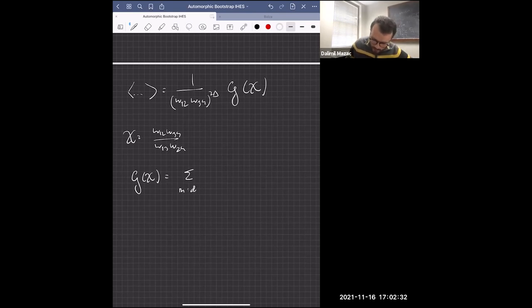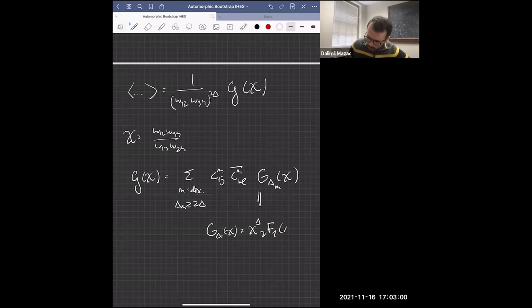In the S channel, we have a sum over discrete series in such a way that delta M is greater than 2 delta. And there are structure constants C_ijm times C_klm bar, times a known function. This function is fixed by the conformal symmetry, and it's just the 1D block. So this g delta of chi is a known function, which is just some 2F1: chi to the delta, 2F1(delta, delta; 2 delta; chi). Okay, so that's in the S channel, and you're summing over holomorphic things.